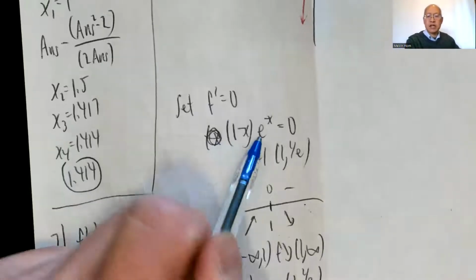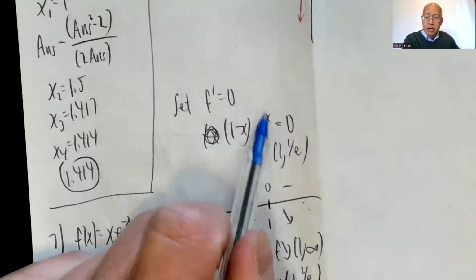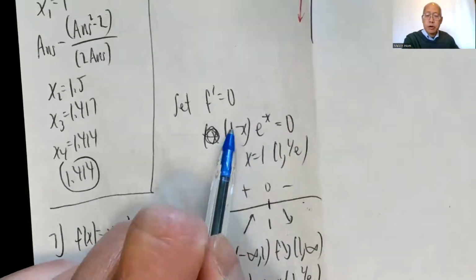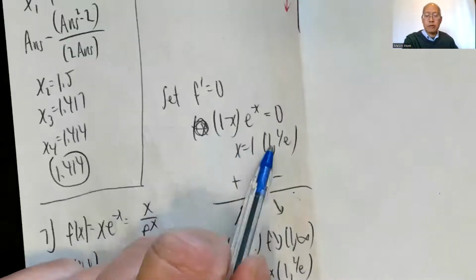Okay, so that's what I get if I set f prime equal to 0. (1 minus x) e to the negative x equals 0. e to the negative x is always positive. So what makes this quantity 0? x is 1, the point (1, 1 over e).